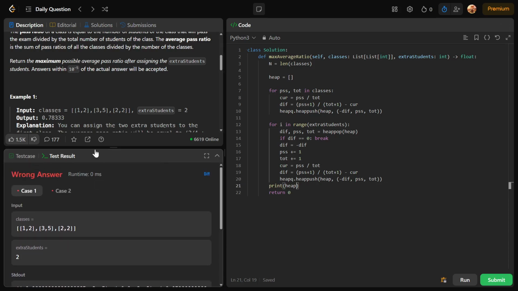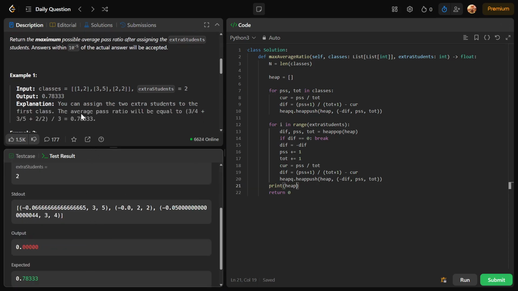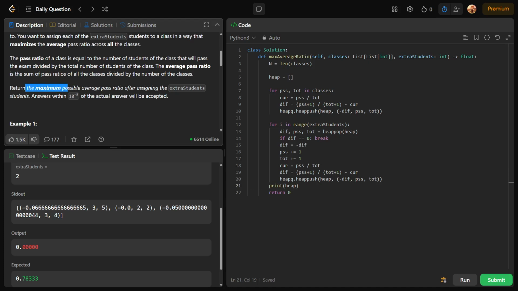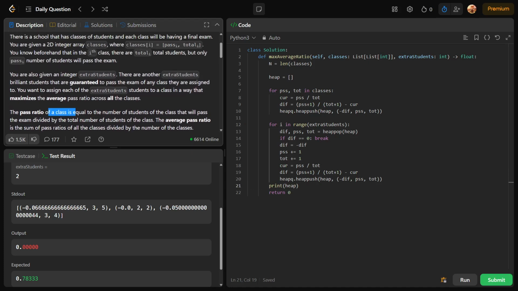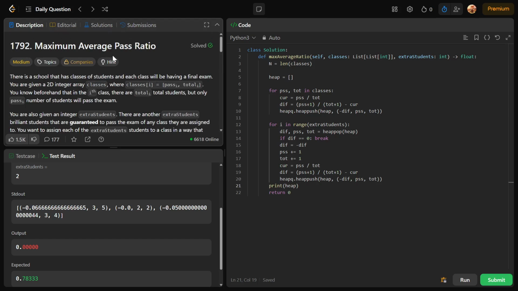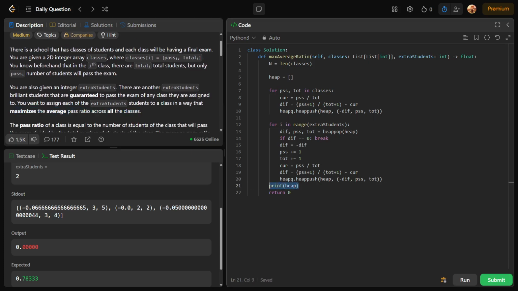Wait, so what is the answer for this? 2 extra students to the first class. I don't get it, the pass section. You want to send to a class and do it. Okay, let's just try this now.